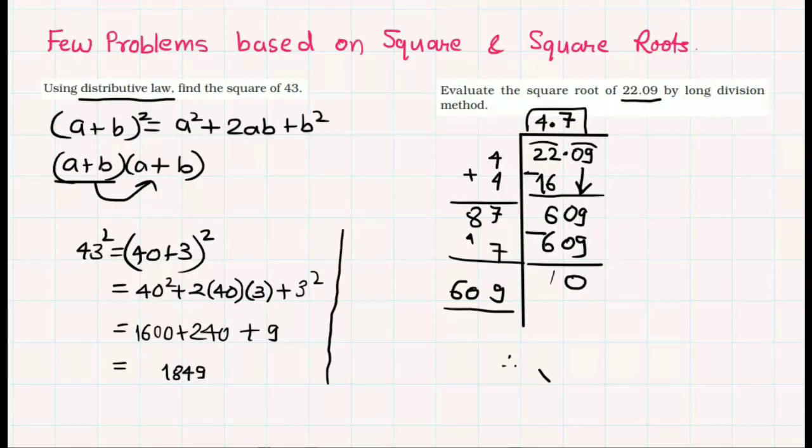Therefore, we can write the square root of 22.09 is equal to 4.7. Very good. You can try other decimal square numbers to perfect this method. We do not put the decimal point down here. We put it up here when we encounter this group here.